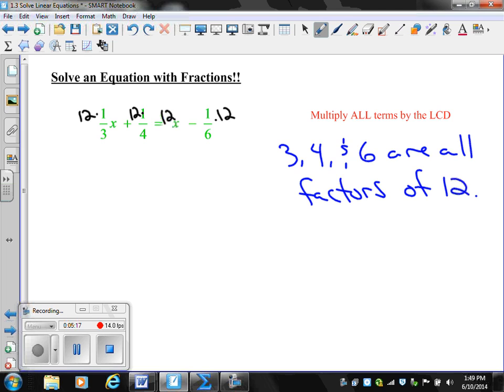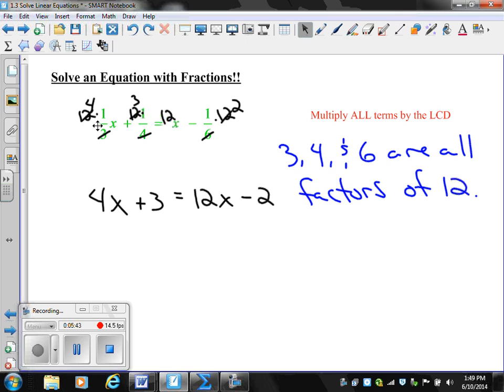Well, 3 goes into 12 4 times. So I get 4x. 4 goes into 12 3 times. So I get plus 3. There's nothing in my third term here that I'm going to divide. I'm just going to get 12x there on the right side of the equation. And 6 goes into 12 twice, so I'm going to get minus 2. And look at that, one step, fractions are gone. Nice and straightforward, isn't it?